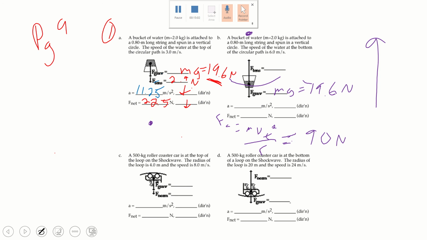So, we need 90, and gravity and the tension force are trying to get us there, but gravity's going in the wrong direction. This is a positive force, whereas this is a negative. So this is going to have to be a really big positive force. Okay, so positive 90 is equal to negative 19.6 plus Ft. So solve that for Ft, and you get 109.6 newtons.